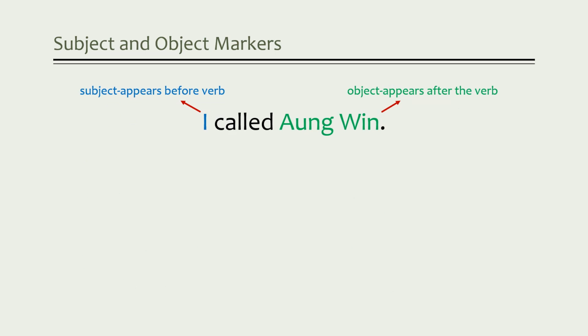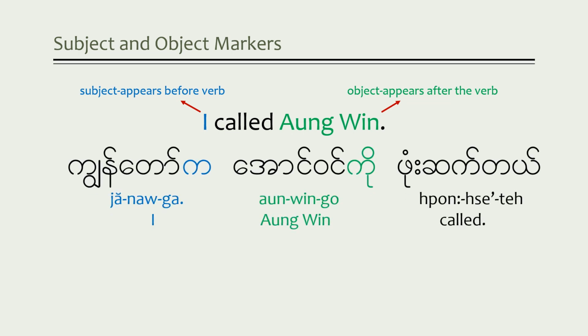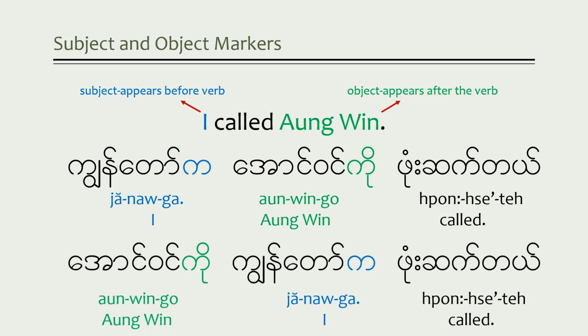So let's look again at our sentence, I called Ao Win. Now here, I placed the subject marker ga after the word because I'm the subject. And the object marker go is placed after Ao Win because he's the object, the one I'm calling. The verb again remains at the end of the sentence, so we would say Jino ga Ao Win go ponsete. I, Ao Win, called. I could also reverse that subject-object order and just keep the markers attached. So I would say, Ao Win go Jino ga ponsete. Ao Win, I called. This sentence works either way.